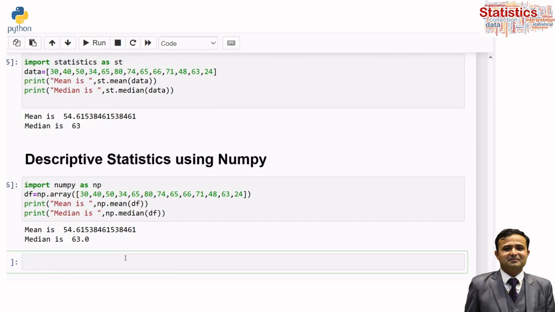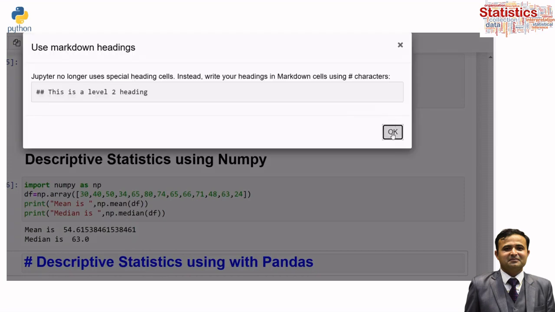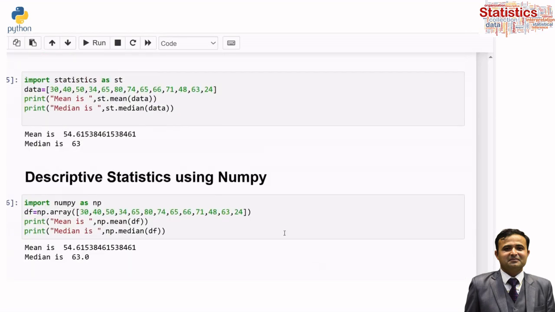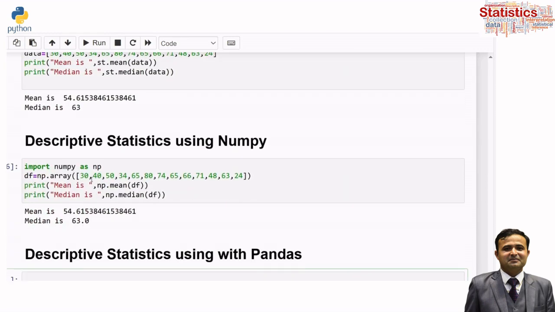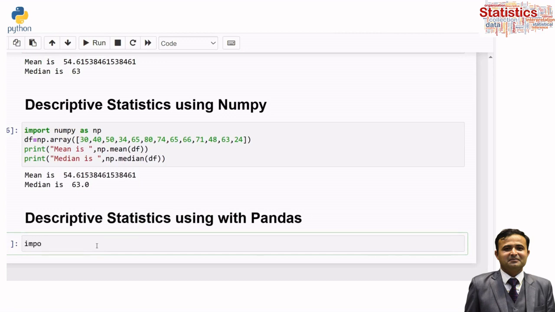And one more thing, if someone wants to calculate basic descriptive statistics, we can also use pandas. First library is statistics, second one is NumPy, third one is pandas. The pandas library is basically used for EDA, exploratory data analysis, to load data and to clean data. We can also use some basic statistical functions.